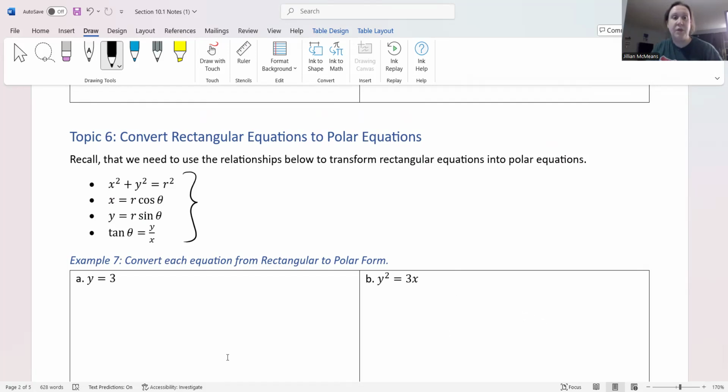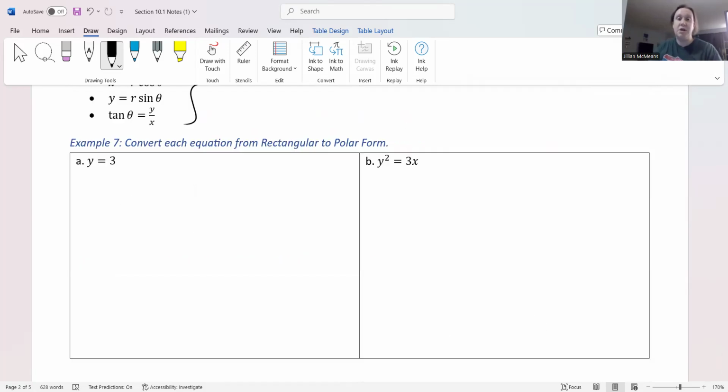So for example 7, it says convert each equation from rectangular to polar form, and we have just y equals 3. Now, you should know that y equals 3 is just a horizontal line. So if we were to look at this equation right here, we have a horizontal line through 3 on the y-axis. That's what this equation looks like to us. Let's see what it looks like as an equivalent polar equation.